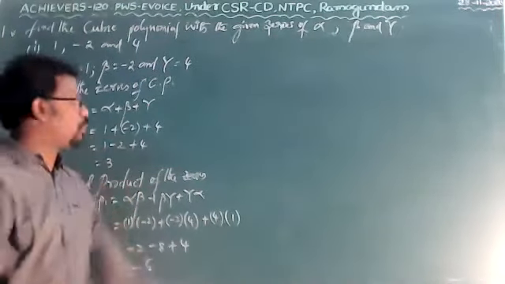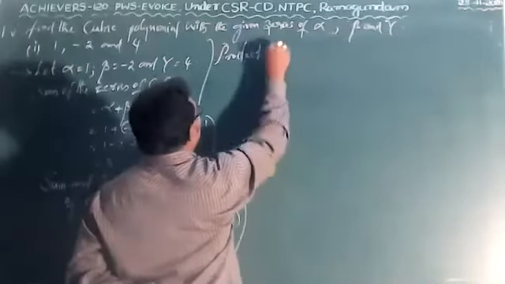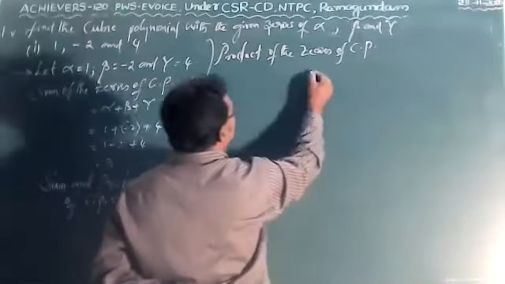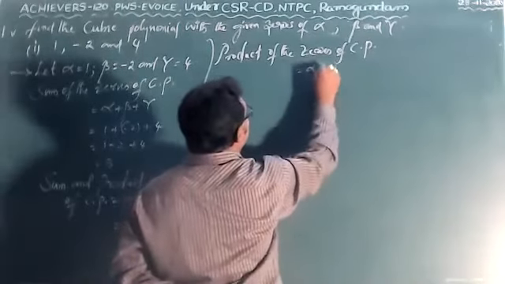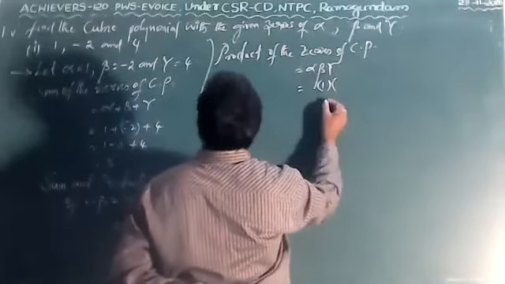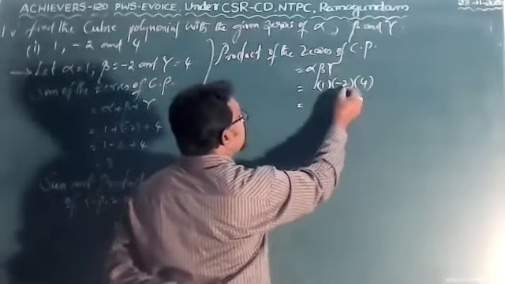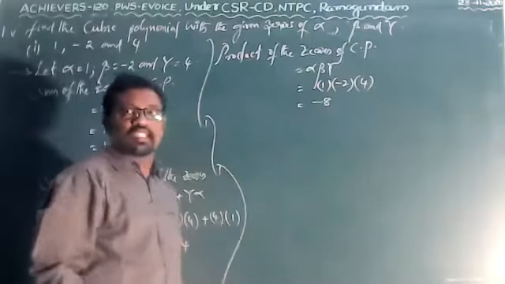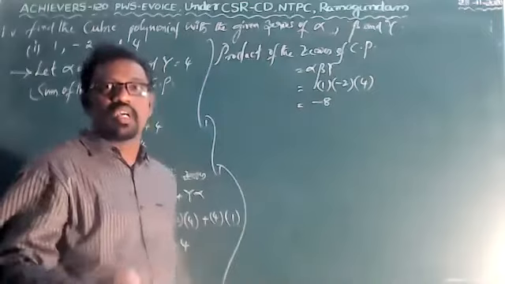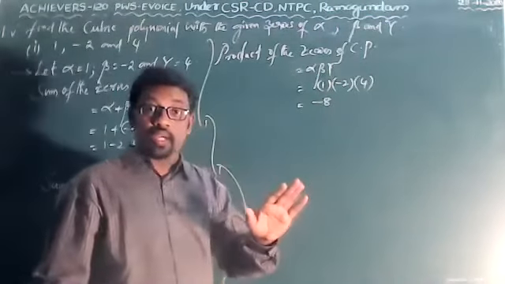Now we have to find only the product of the zeros of the cubic polynomial. Yes, what is the formula? Alpha, beta, gamma, because the product is a direct multiplication. What is alpha? 1. What is beta? Minus 2. What is gamma? 4. Now 1 into minus 2 is minus 2. Minus 2 into 4 is minus 8. This is the product of the zeros. Sum of the zeros, sum and product of the zeros, product of the zeros. These three you have to substitute in the formula.